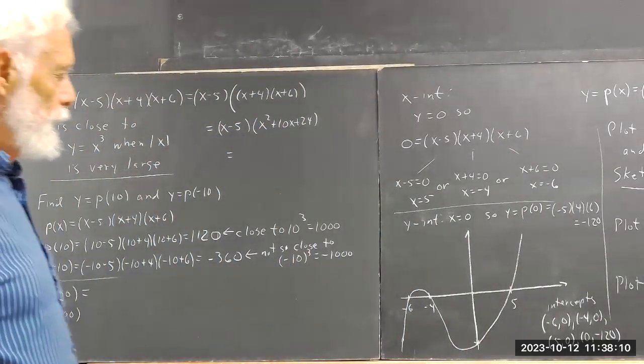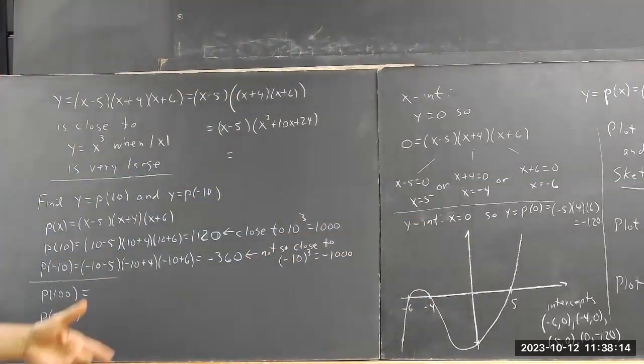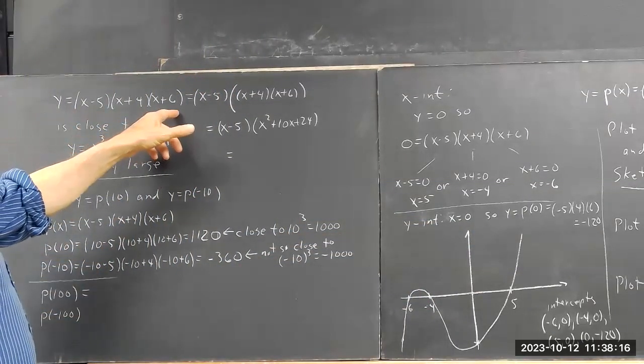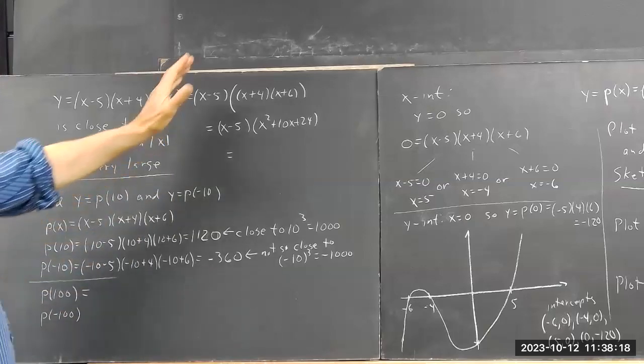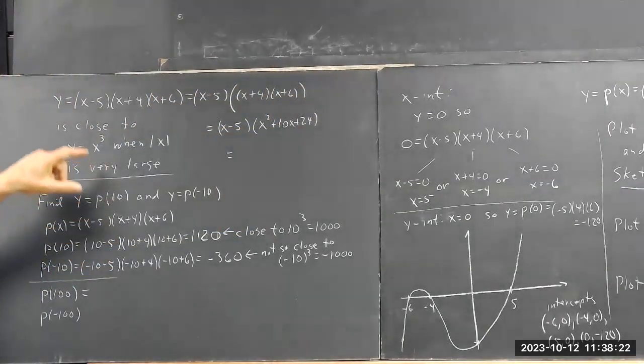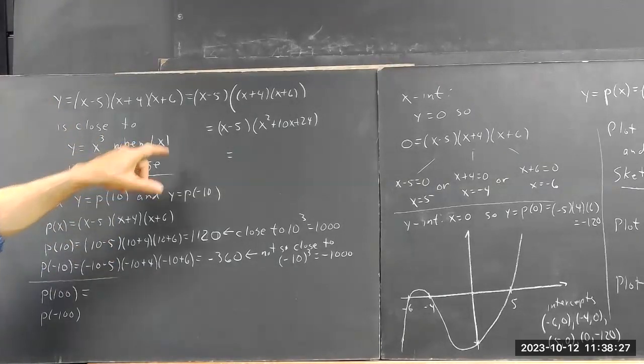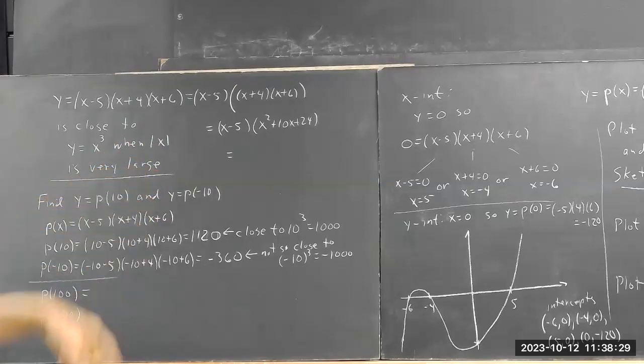Now, to emphasize a little further what happens in this end and this end, we let y equal this. And so far we hadn't done this expansion, but we're working on that right now. I'm saying that this is close to y equals x cubed when the absolute value of x is very large. That is, when x is a great big positive number or a great big negative number.